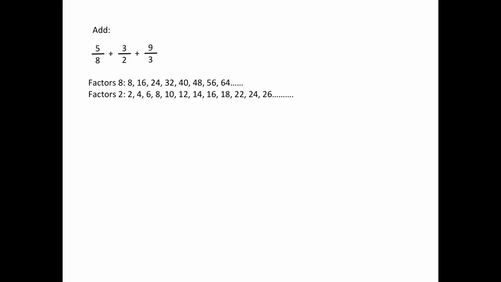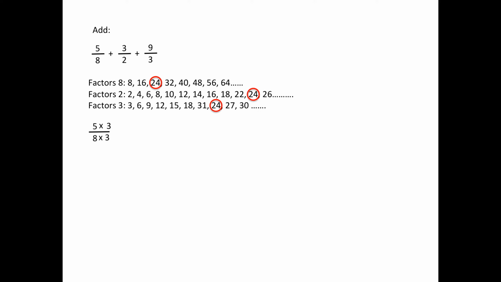5 divided by 8 plus 3 divided by 2 plus 9 divided by 3. What are you going to do? You find the multiples of 8, find the multiples of 2, find the multiples of 3, and you're looking for the least common multiple, in this case, 24. Then, the first fraction, 5 divided by 8. I need to multiply 8 by 3 to get 24.